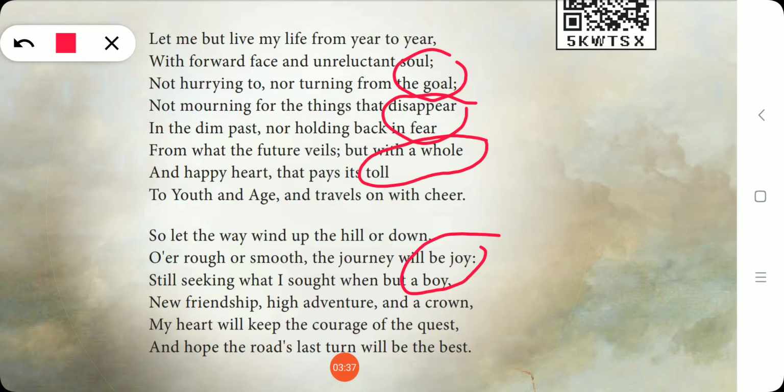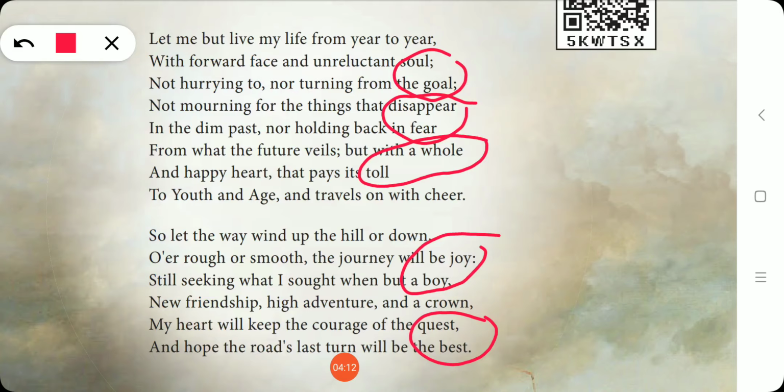Now see the last two lines: "My heart will keep the courage of the quest and hope the road's last turn will be the best." These end with the rhyming words quest and best. So this is also an example for couplet. So there are five examples we can see in this poem for couplet. Couplet means two lines in a poem joined by a rhyme at the end.